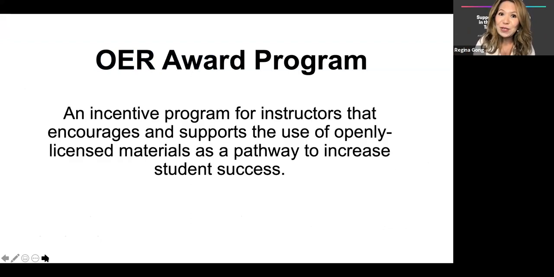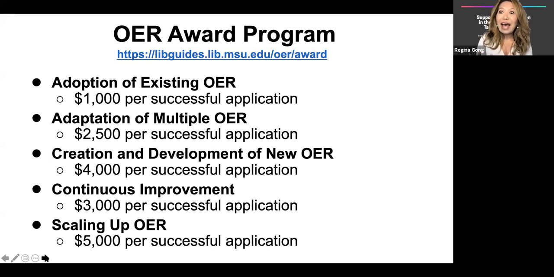So our OER Award program started in fall 2019. That was when we did our first call for our faculty to submit applications for the OER Award program. It's actually an incentive program for our instructors to encourage them and support them in the use of OER. And we have five categories of award, and you can see here the award amount that we provide for our faculty. So from adoption of existing OER to adaptation, creation, most of them are in the creation category. Continuous improvement is when faculty creates OER and wants to improve upon the OER that they have created. We also have that category of award. And the scaling up of OER award is for those courses that want to scale across all sections of that particular course.